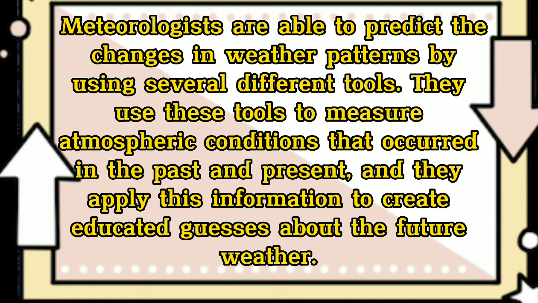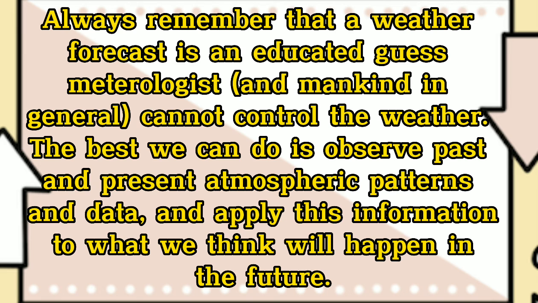Meteorologists are able to predict the changes in weather patterns by using several different tools. They use these tools to measure atmospheric conditions that occurred in the past and present, and they apply this information to create educated guesses about the future weather. Always remember that a weather forecast is an educated guess. Meteorologists and mankind in general cannot control the weather. The best we can do is observe past and present atmospheric patterns and data, and apply this information to what we think will happen in the future.